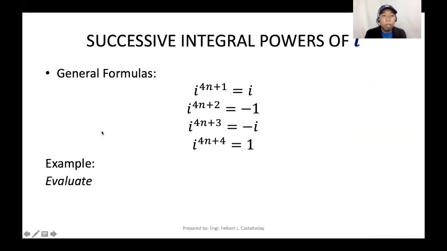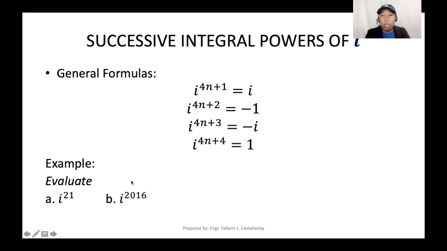Now, how about these examples? So i raised to 21. The power 21 is not divisible by 4, but the closest number to 21 that is divisible by 4 is 20. So this given is actually i raised to 20 plus 1. So it qualifies for the first formula. So the answer to letter A is i.